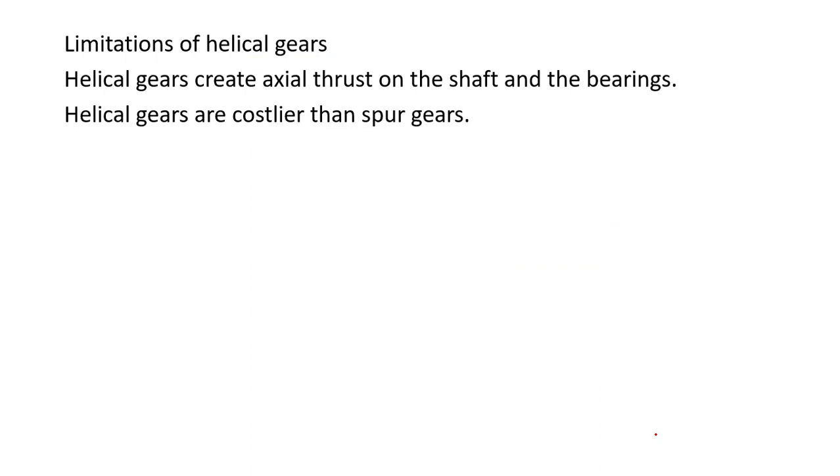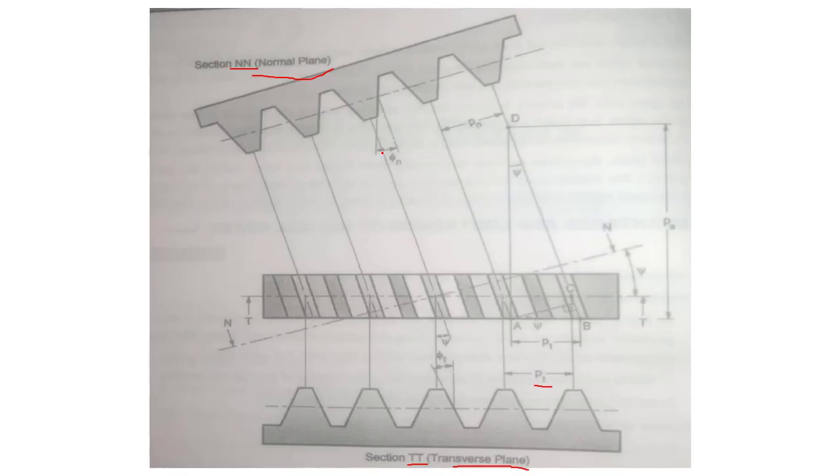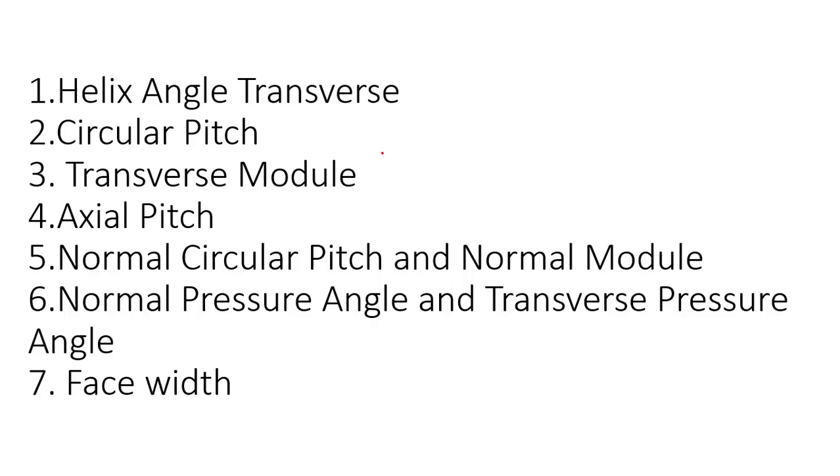The limitations of helical gear are that it creates axial thrust, as the teeth are at an angle, so a small portion of axial thrust is transferred to the shaft, and it is also costlier than spur gear. So now we will start the terminology.